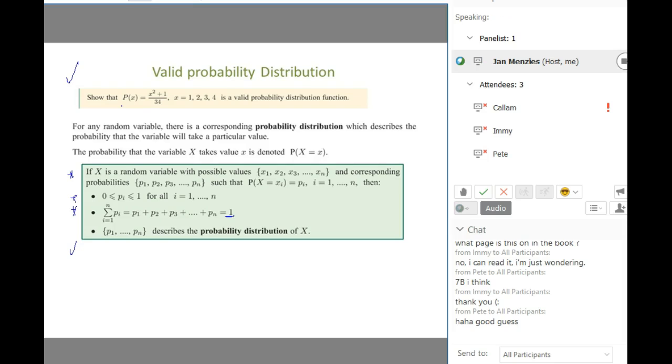So let's put the values in. 1 squared plus 1 is 2 on 34. Now I'm actually going to leave it on 34 so it's easy to add them all up. If you put 2 in, you get 5 on 34. All right, so I'll give you a minute. You might use your calculators, you're welcome to. We're expecting it, if it's valid, it's going to add up to 1.